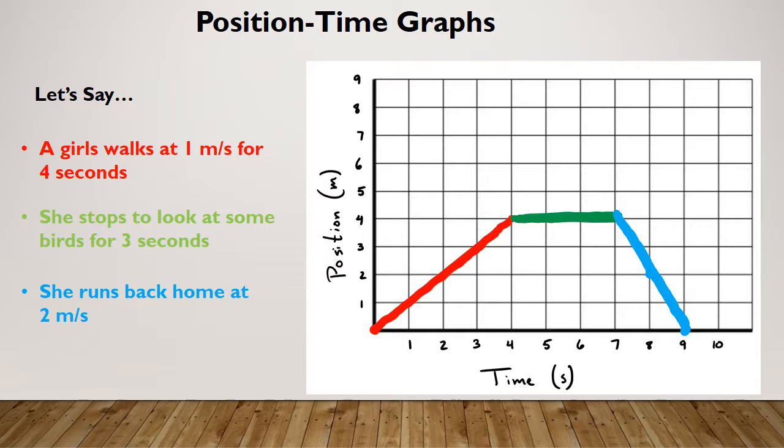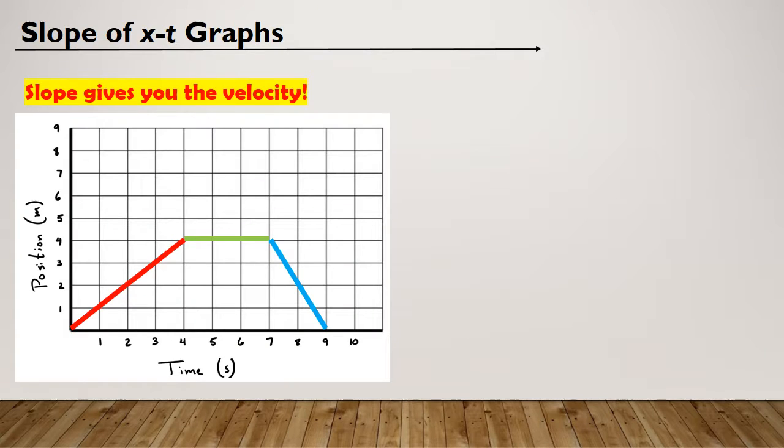And so here we have this position time graph, and all it does is tell us where this girl is in relation to 0. That's the whole point of a position time graph. What is the object's position at what time? When I have a position time graph, I can figure out the slope of each little interval on my graph, and that's going to give me the velocity.